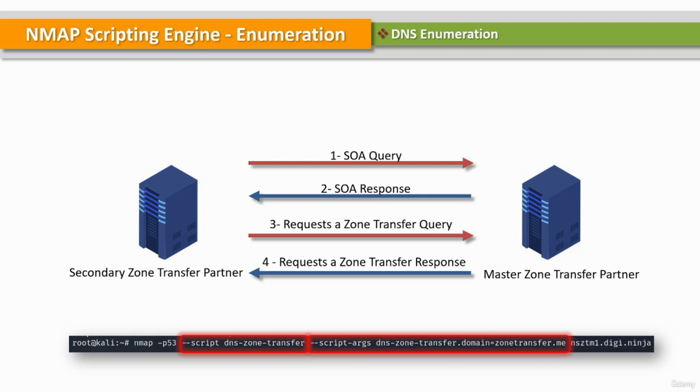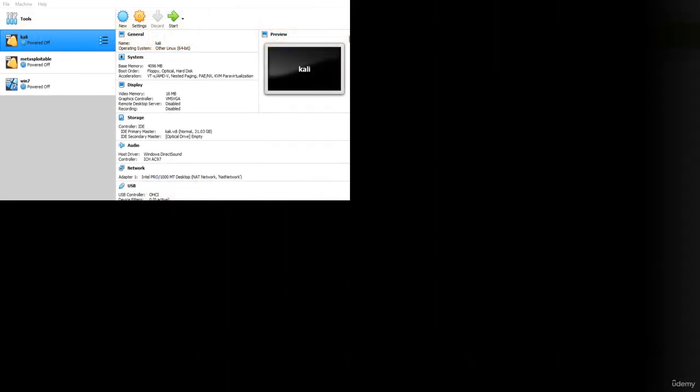A zone transfer script sends a request, a zone transfer query, to a DNS server. The area to be queried is determined by examining the name given on the command line, the host name of the DNS server, or it can be specified with the script argument dns-zone-transfer.domain. If the query is successful, all domains and domain types are returned with common type specific data. So let's try these scripts.